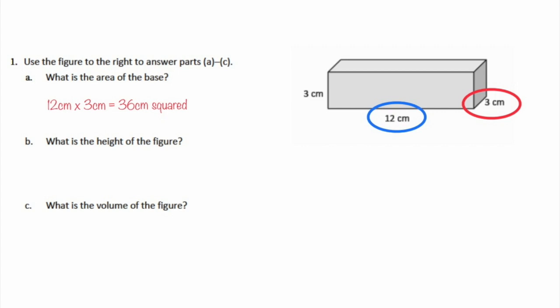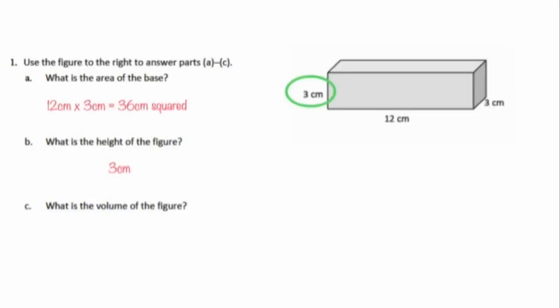Now, when finding area, we always use an exponent of 2. That signifies that the units are squared. All right, so now that we have discovered what the area of the base is, let's take a look at part B. The height is the side of the shape that goes up and down. When looking at the left side of the shape, my height is 3 centimeters. So now we put it all together.